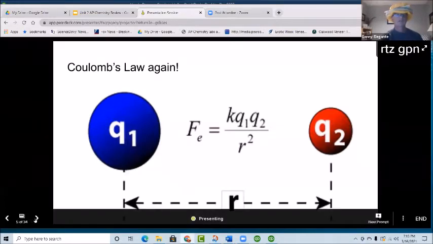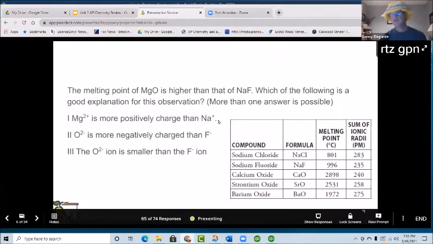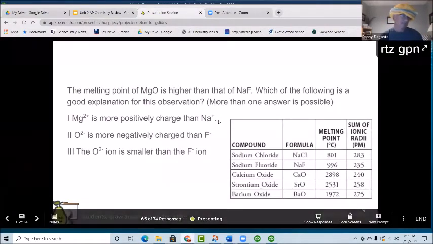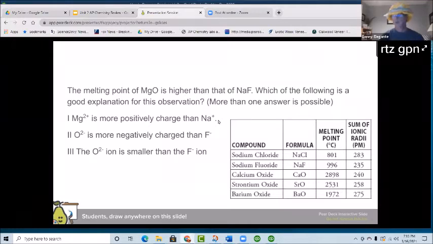So if we look at this question, MgO is higher than NaF. They said that as a fact. We'll believe them. What's a good explanation for the observation? Well, by Coulomb's law, you want a greater charge. So Mg has a charge of +2, Na has a charge of +1. So Roman numeral 1 checks out. That sounds fine. O2- does have a greater negative charge than F-. So that is also true. You want a bigger charge to have a greater force of attraction.